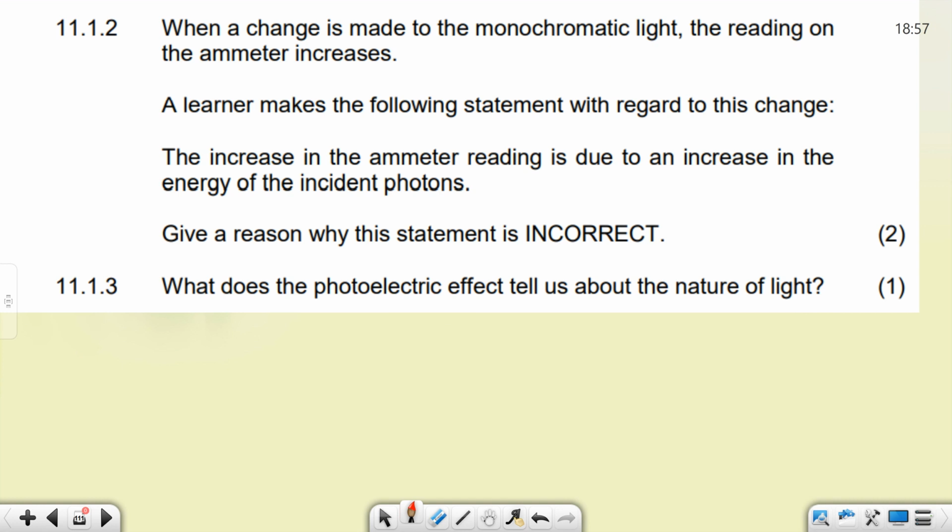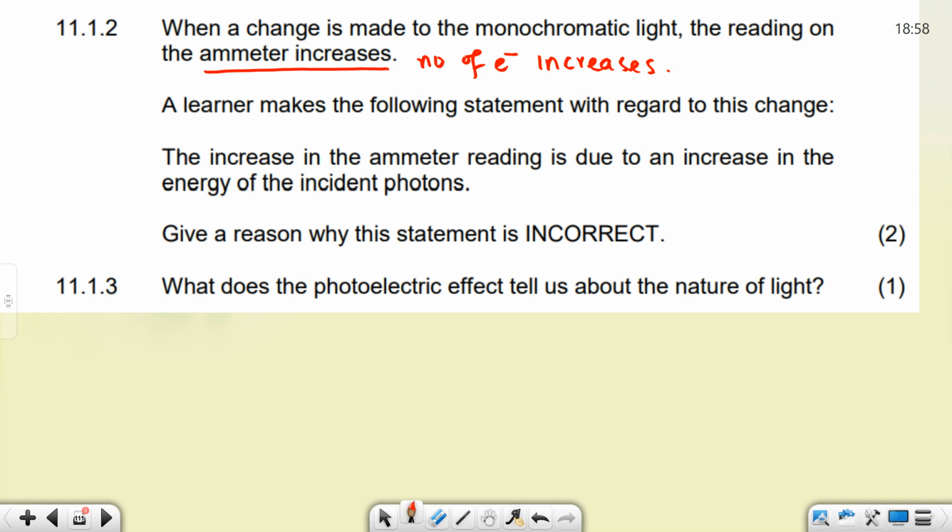All right, look at this. When a change is made to the monochromatic light, the reading on the ammeter increases, which means the number of electrons increases. Okay, I want you to answer this. Elena makes the following statement with regards to this change. The increase in ammeter reading is due to an increase in the energy of the incident photons. Give a reason why this statement is incorrect.